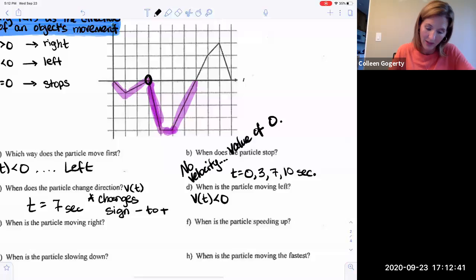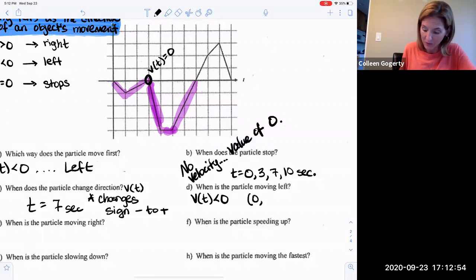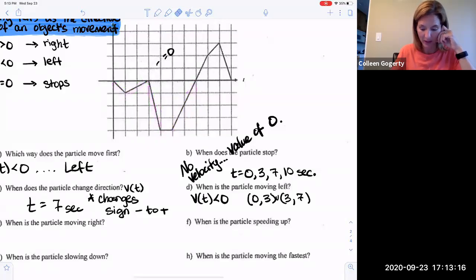What happens right there? The particle stops. This velocity here is equal to 0, so we can't include that as part of our answer. So the particle is moving left from 0 to 3, and then again from 3 to 7, and I can even put the little union sign in there. I cannot include 3. I can't include 0 or 7. So don't put any brackets, or if you're writing less than symbols, better not have an equals. All right, so we keep on going.